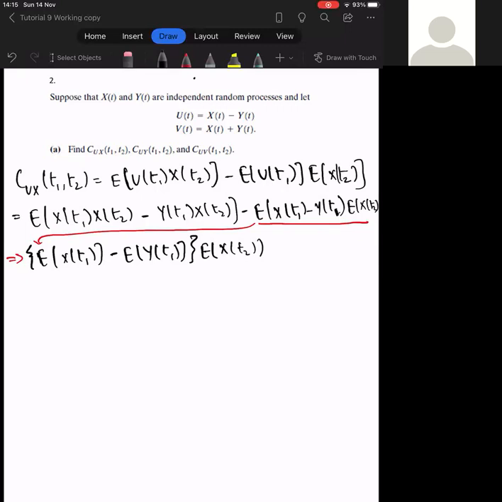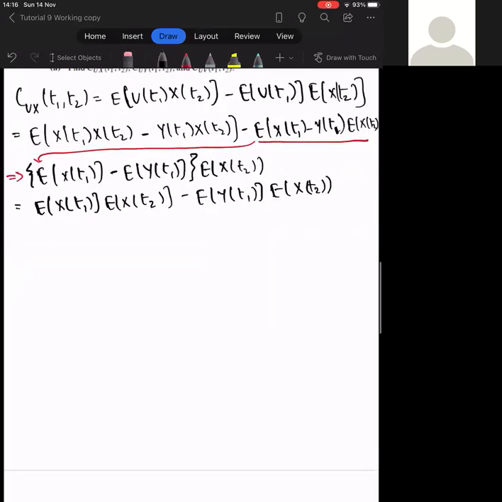Okay, so this then becomes x of t1 times x of t2 minus E of y of t1 E of x of t2. Okay. Alright, so now, can I select these objects?